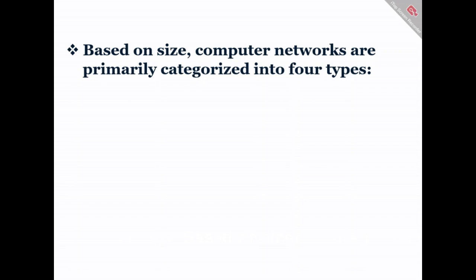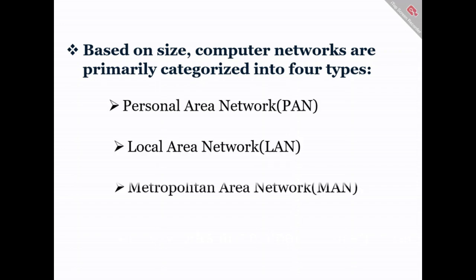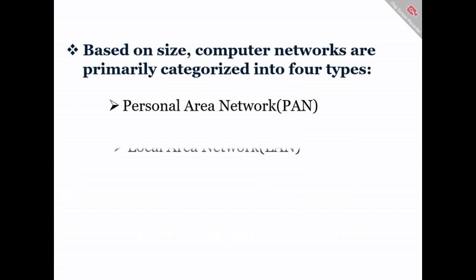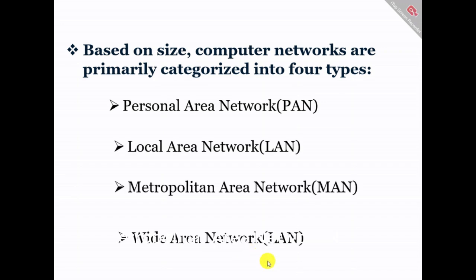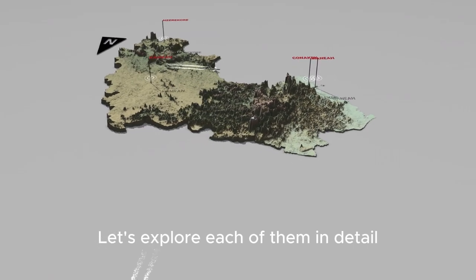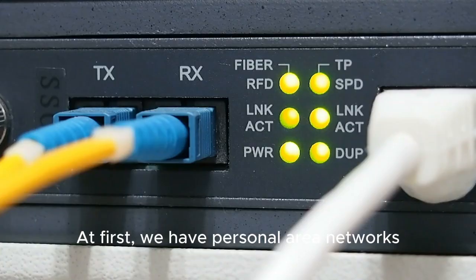Based on size, computer networks are primarily categorized into four types: personal area network (PAN), local area network (LAN), metropolitan area network (MAN), and wide area network (WAN). Let's explore each of them in detail. At first, we have personal area networks.